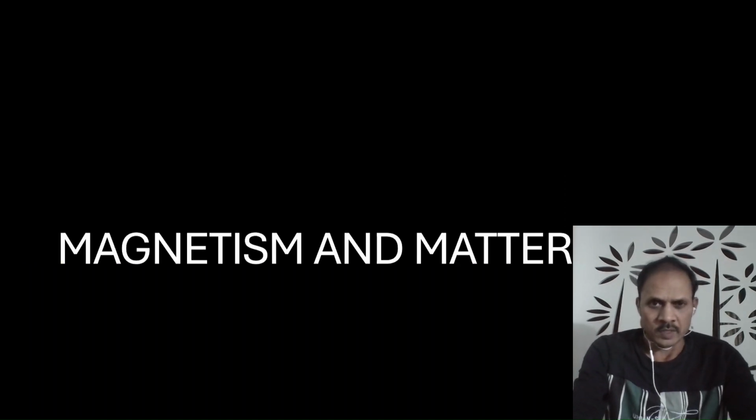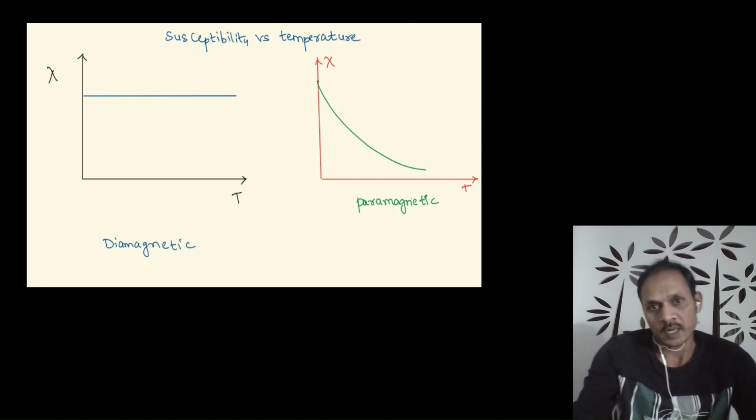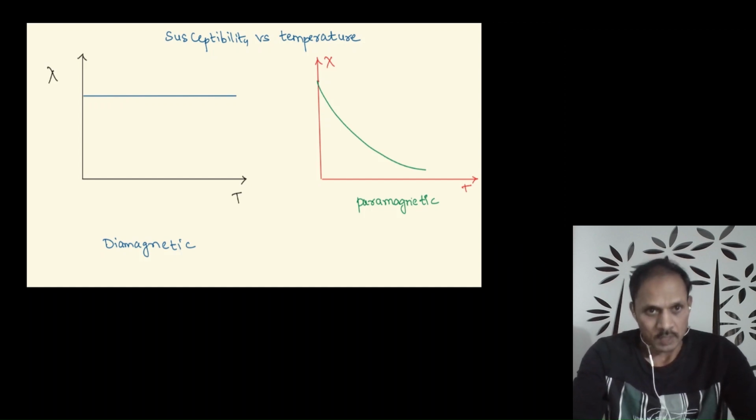Next, what is the next chapter? Magnetism. Here we have a very small thing, that is susceptibility versus temperature. You know how it varies in paramagnetic? In diamagnetic it is constant with temperature. So these things, practice well.